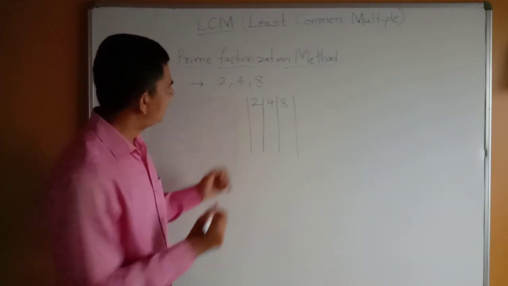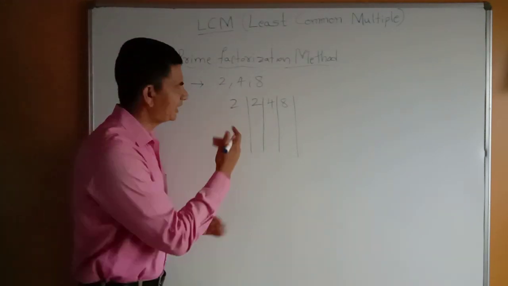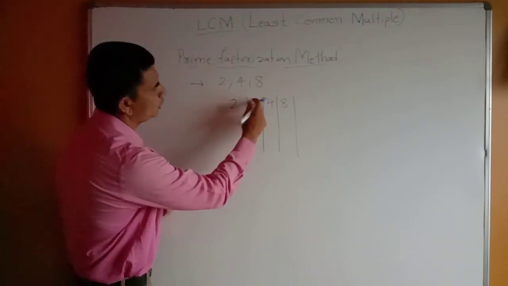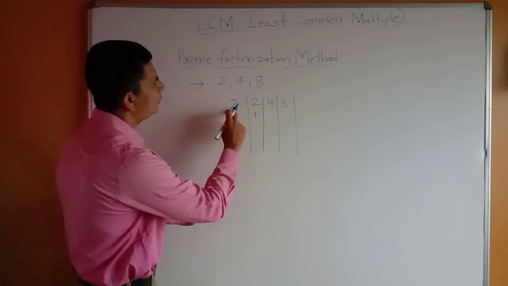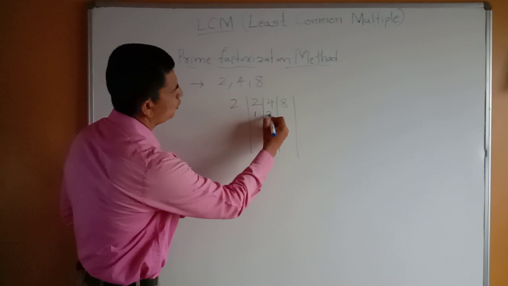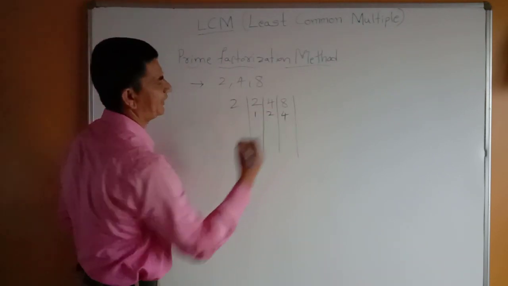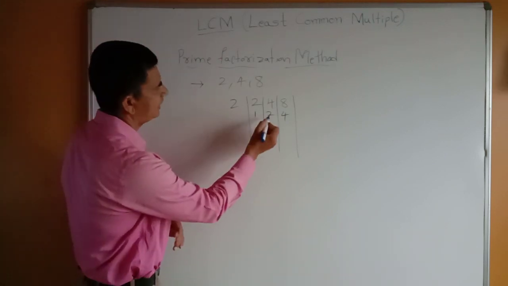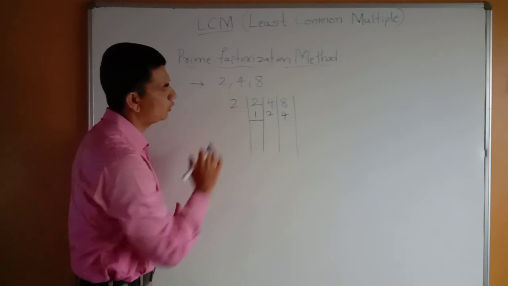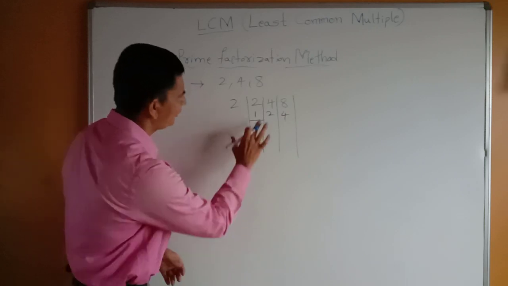Let us see, is it divisible by 2? These numbers are in the 2 table, so we write 2. 2 ones are 2. Now 4 is in the 2 table: 2 twos are 4. Next, 2 fours are 8. Now again 2 and 4 are there, and 1 is completed, so there is no need to continue; or you can write 1, 1, 1 as it is. You can follow any one method.